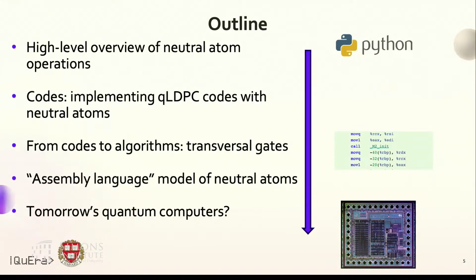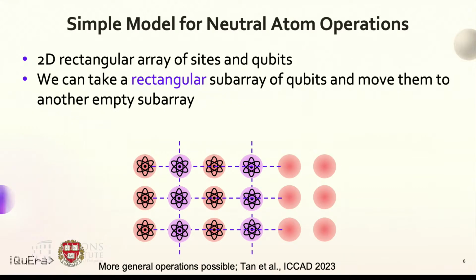Great. So we already heard from Dolev a little bit how these neutral atom systems work. I'll give a very quick overview of some of the key operations again, but focusing on a high level, a block operation, if you will. A very simple model that you might have in mind, though not the most general model, is that you have a rectangular array of sites and qubits. In practice, it doesn't have to be rectangular, but for simplicity, let's just say that for now.